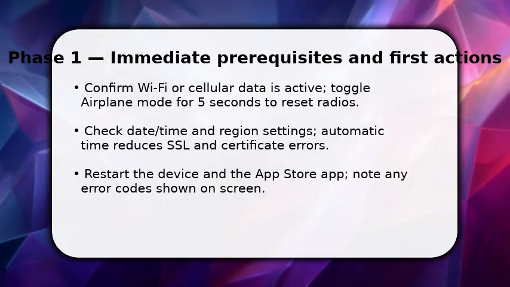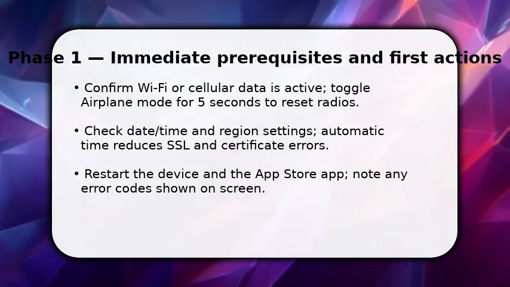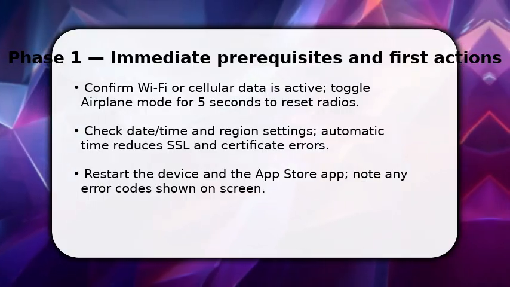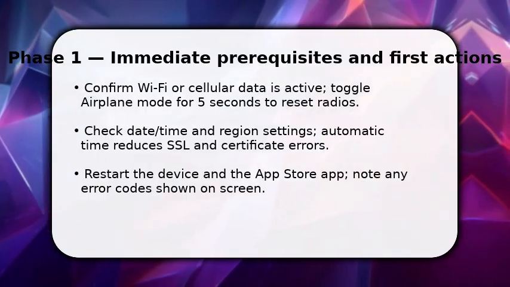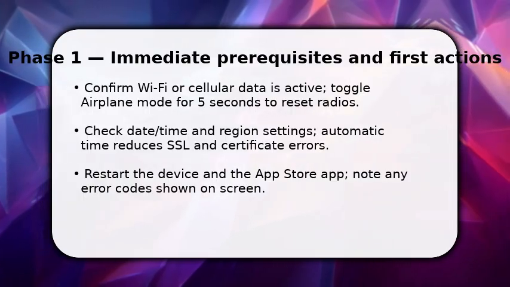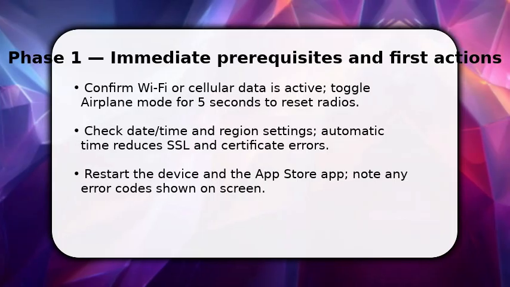You begin by verifying essentials and immediately starting fixes. First, confirm your Wi-Fi or cellular is on, then toggle airplane mode for a few seconds to reset radios. Once done, make sure date, time, and region are set to automatic. Incorrect clock values often break secure connections.